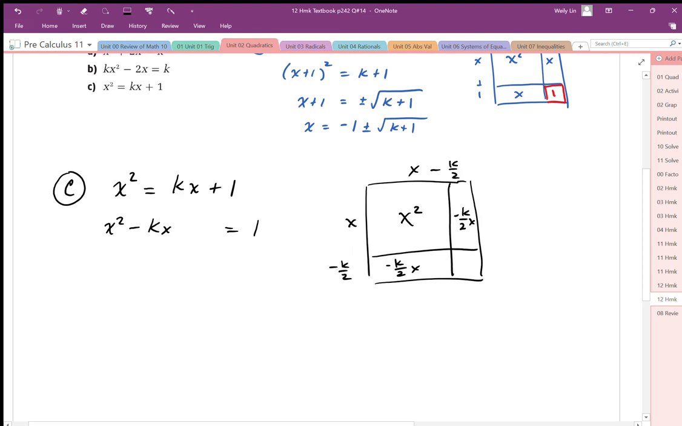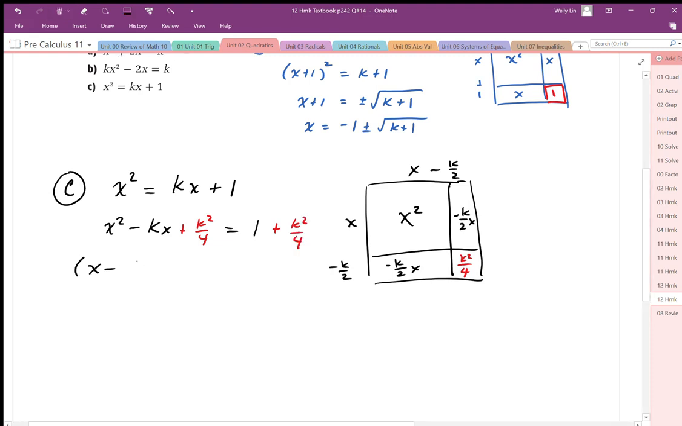And so, taking half of the middle term and squaring it, I'm going to get k squared over 4. So negative k over 2 times negative k over 2 is k squared over 4: negative k times negative k is k squared, and 2 times 2 is 4. So once I've completed my square, I need to make sure I balance my equation. And then I'm going to write the completed square in its factored form.